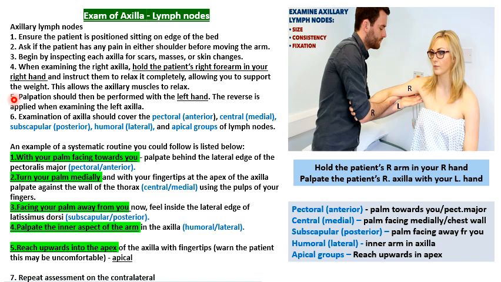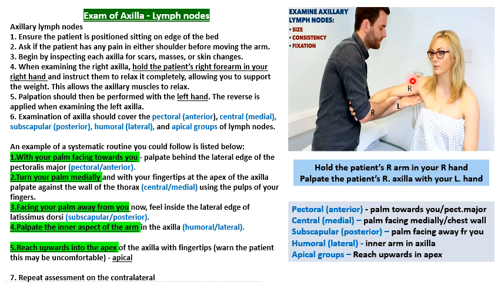Palpation should then be performed with the left hand. The reverse is applied when examining the left axilla. Okay, so these are the various things that you do. If you want to examine the patient's right axilla, you support her arm with your left hand, and then use your right hand to palpate the axilla. Hold the patient's right arm in your right hand and palpate the patient's right axilla with your left hand.